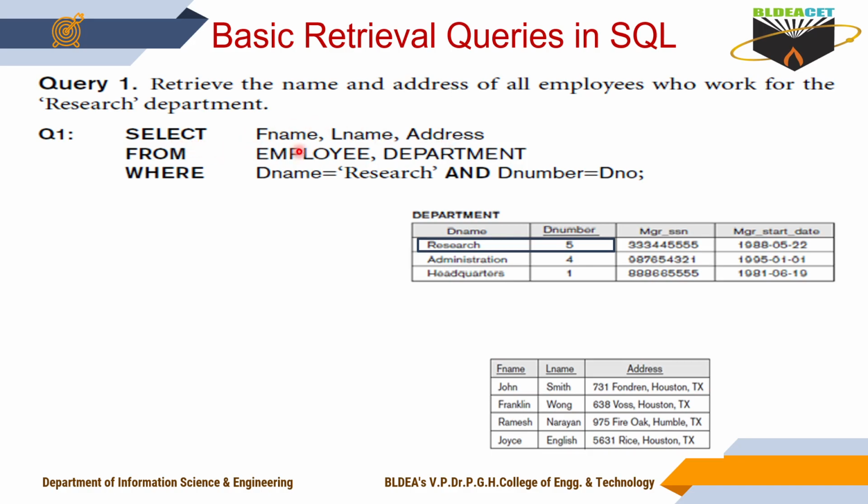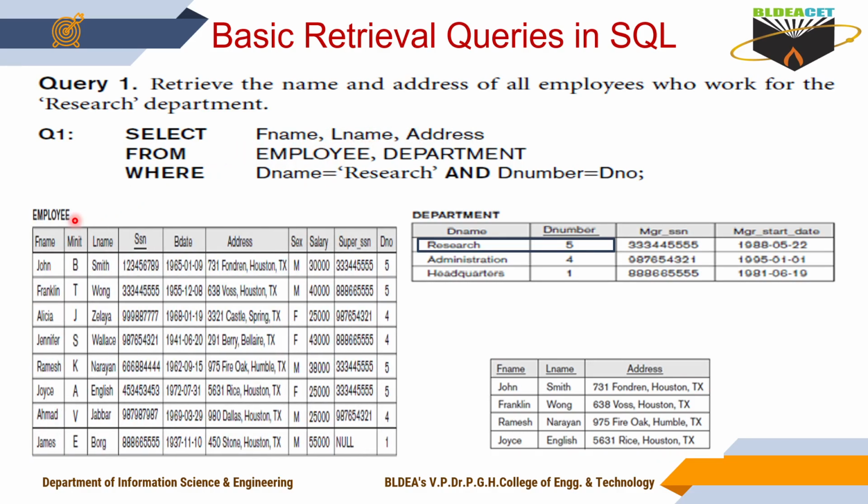So in the select clause, first you have to specify the attributes: fname, lname and address. Which attributes you want to retrieve, those attribute names you first have to specify in the select clause. Then from. All these attributes, fname, lname and address, belong to which table? All these are attributes of the employee table. That table name you have to specify in the from clause here.